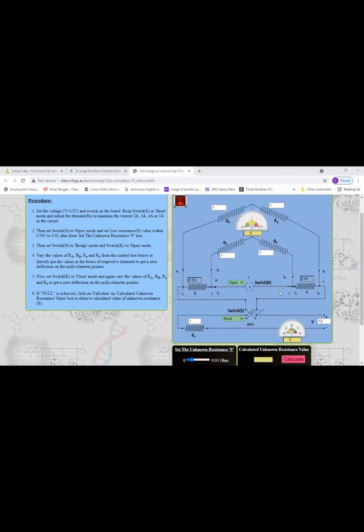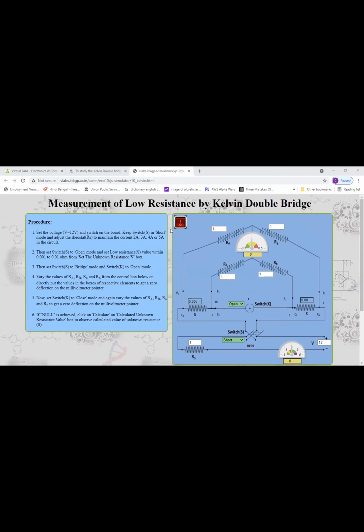Good morning, guys. Today our topic is the Kelvin double bridge. Here is the caption: measurement of low resistance by Kelvin double bridge. We know that this is a modification of the Wheatstone bridge.